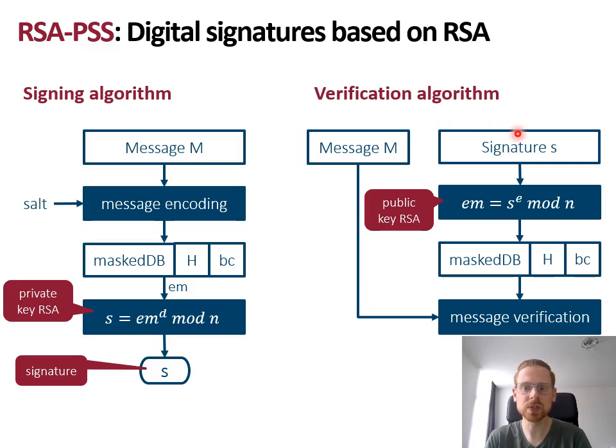On the verification side, which is performed by the receiver, the receiver has the message M and the signature S. The receiver can then use the public key of the sender, which is E and N, to decrypt S into EM. EM consists of these three components and can then be compared to the same three components derived from the message M that was received to verify the signature.